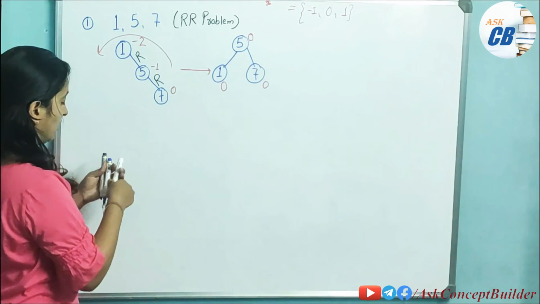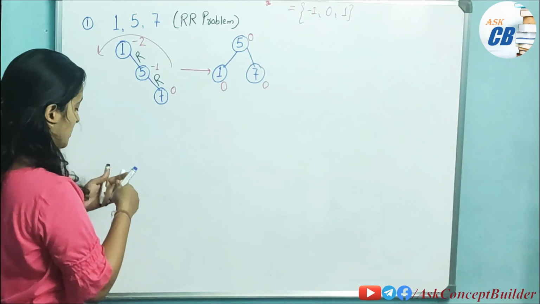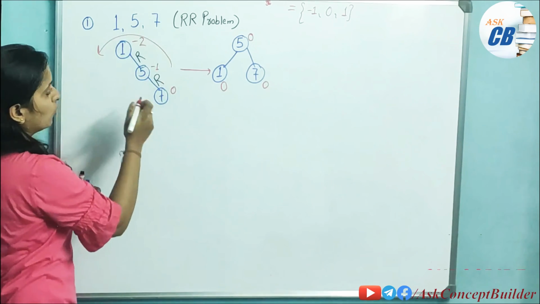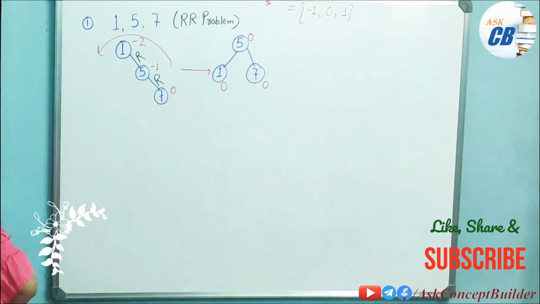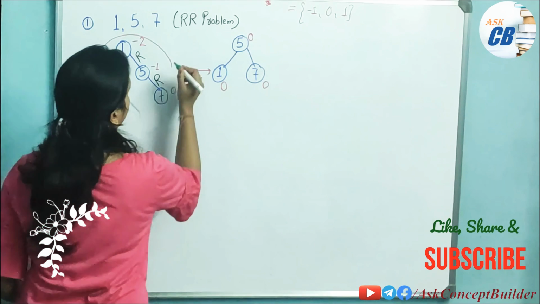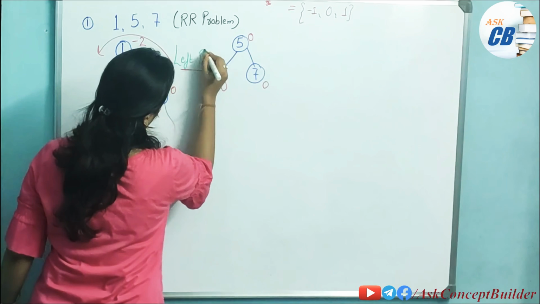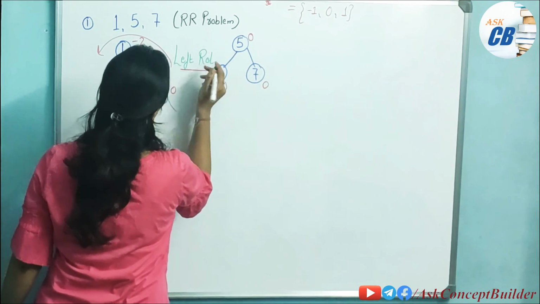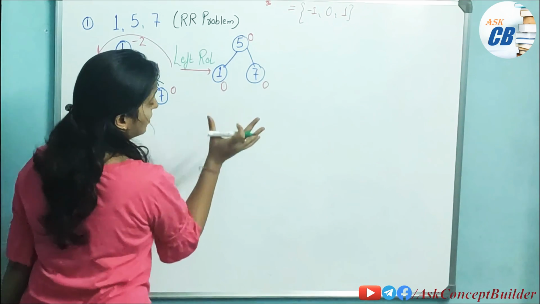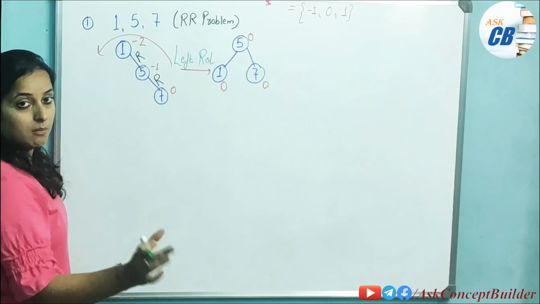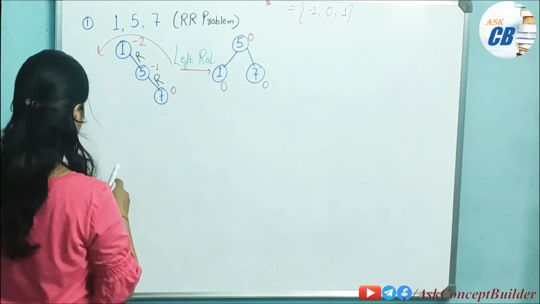So what we have done in our RR problem is the left rotation. We have performed the left rotation and got this tree, and now this tree is our balanced tree. So the first case was this.